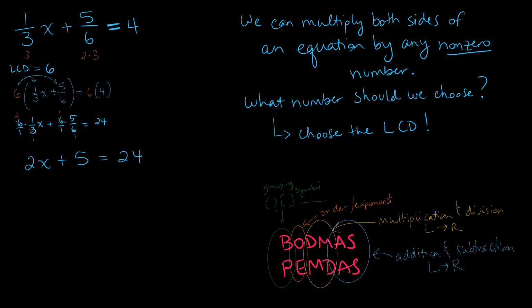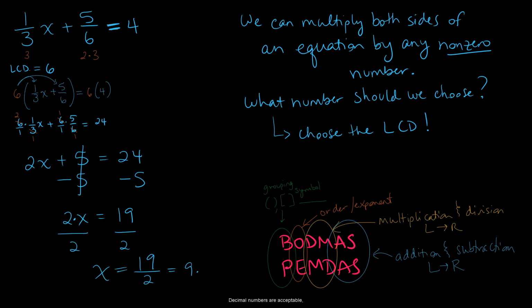And so we're left with 2x equals 19. And now we want to undo the multiplication being done to the x, so we can divide. And we end up with x equals 19/2 or 9.5. Decimal numbers are acceptable. We've got a nice terminating decimal number. We aren't done though. We shouldn't just leave it like this. We need to check. Let's check our answer in the original equation.